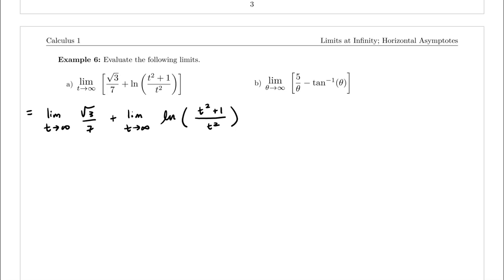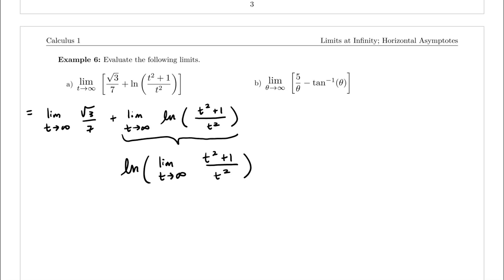Now, there's a theorem that we learned in the previous section that talks about taking the limit of a continuous function, and the natural log is a continuous function on its domain. What that theorem allows us to do is rewrite this as the natural log of the limit as t approaches infinity of t squared plus 1 over t squared. And that becomes a lot easier because now we're taking the limit as t approaches infinity of this rational function.